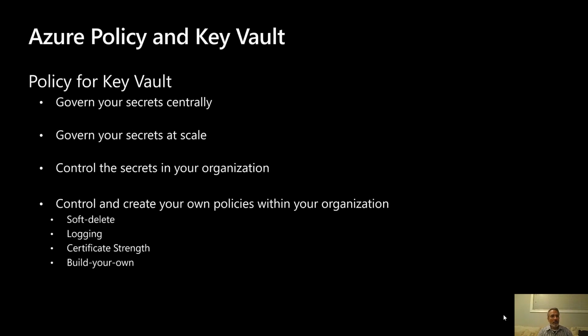So policy for Key Vault allows you to govern your secrets centrally. It allows you to manage those secrets at scale and across your organization. You can control and create your own policies within the organization for things like soft delete, for logging, and of course some of the other things I have mentioned, which is always creating a minimum key size of the types of keys you want to create in your environment, or certificate strength. We've also given you the ability to build your own types of policies, such that if there is something that we haven't thought of that you can change at the control plane level of Key Vault, you will have the ability to edit those JSON files and create your own types of policies, if you will.